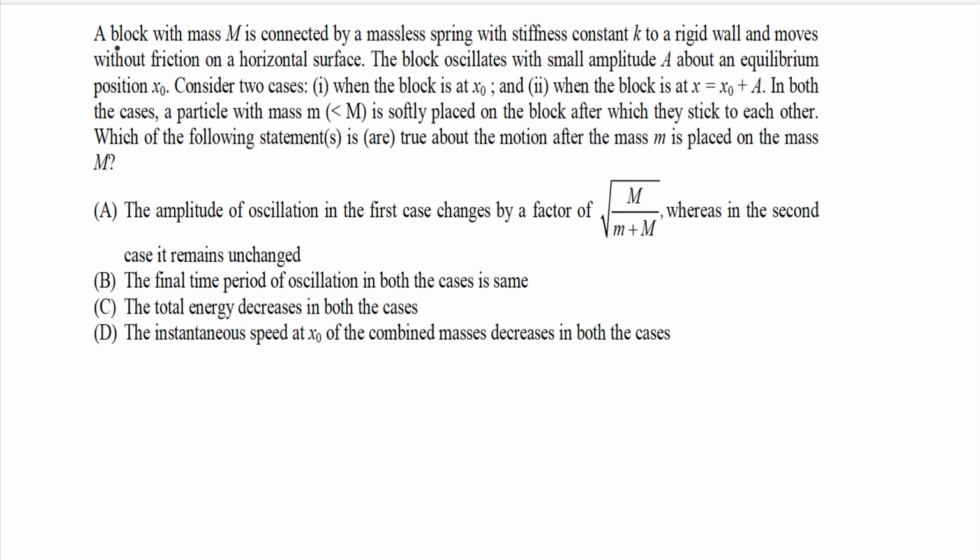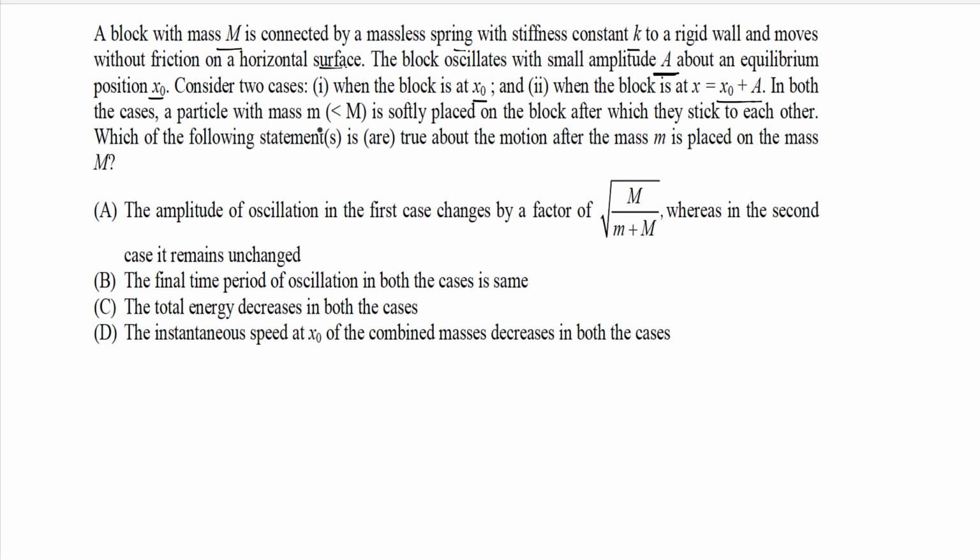First, read the question. A block of mass m is connected by a massless spring with constant k to a rigid wall and moves without friction on a horizontal surface. The block oscillates with a small amplitude a. Okay, so it's oscillating with amplitude a with an equilibrium position at x0. At x0, the velocity is actually 0 because it's the equilibrium position. Now consider two cases: when the block is at x0 and when the block is at x0 plus a. At x0 plus a, the block will have maximum stretch in the spring at that point in time, right? And velocity will be 0.